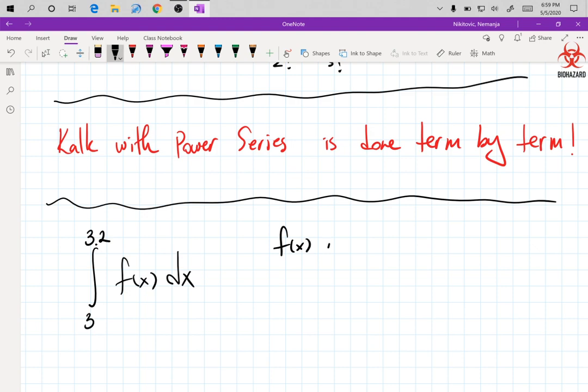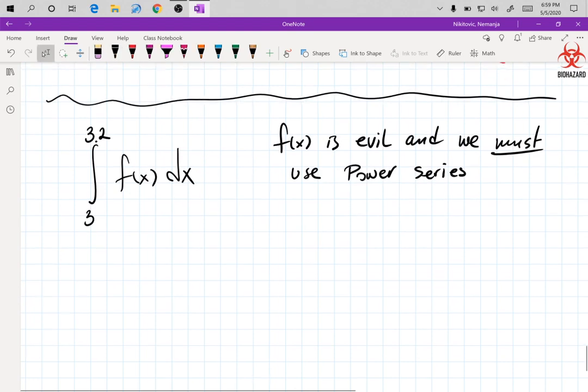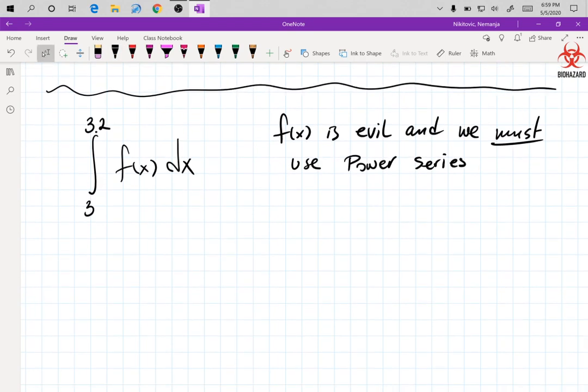You have to use power series. So f of x is evil, and we must use power series. All right, so you have to make sure that you are doing this correctly. If you just go in and do the power series centered at 0, which is the Maclaurin series, for this problem, you are going to get a garbage answer. You have to be very careful about that, right? So f of x equals the power series cn x to the n from 0 to infinity.